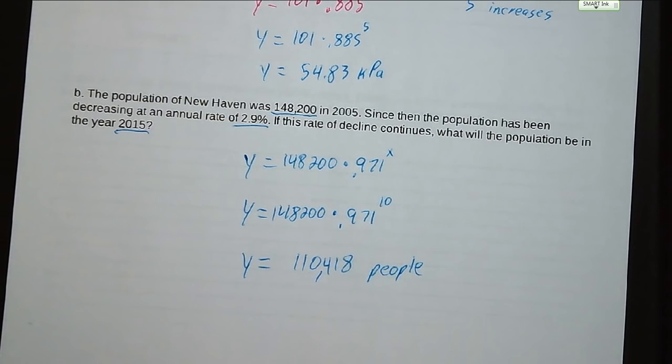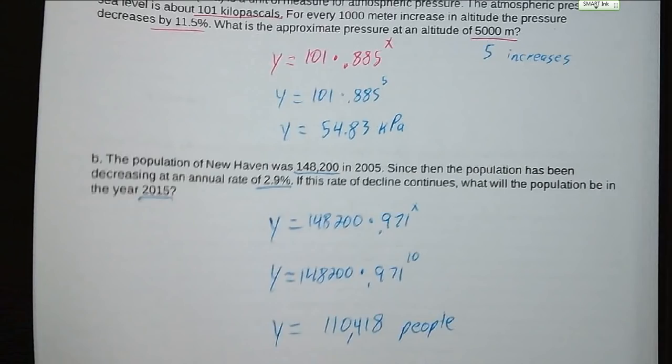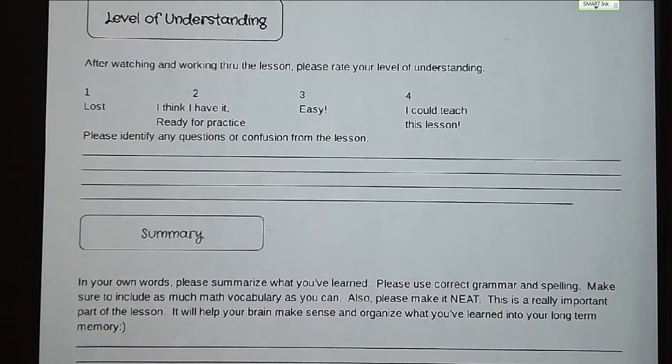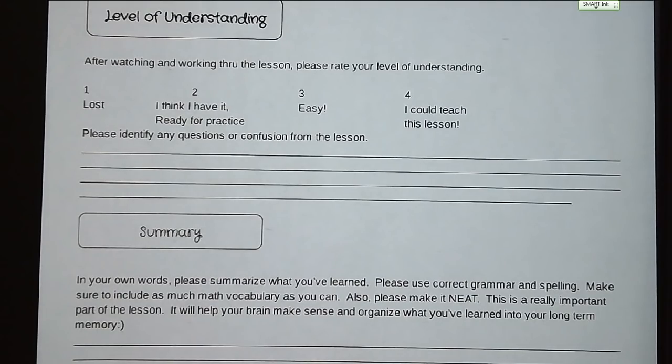Okay? All right. That is the end of the notes for this lesson. Make sure you fill out your level of understanding. Rate yourself from 1 to 4. Again, be honest with this. Write down any questions you may have come up with as we went through this lesson, any confusions you may have or things you want clarified. And then lastly, make sure you write your summary. Describe how, maybe teach somebody how to set up a problem that is representing exponential growth or decay.